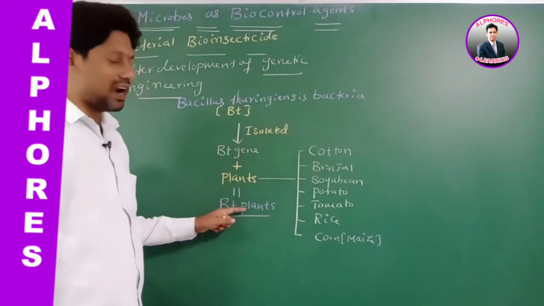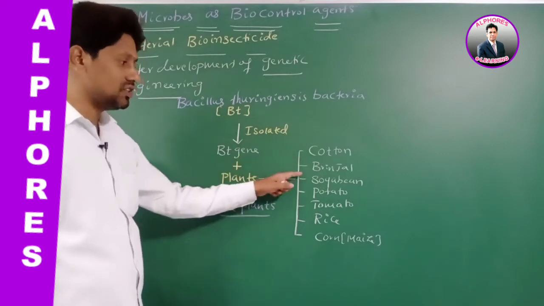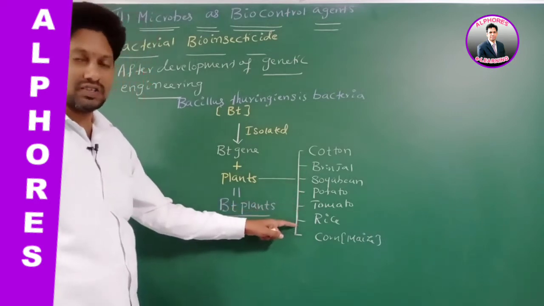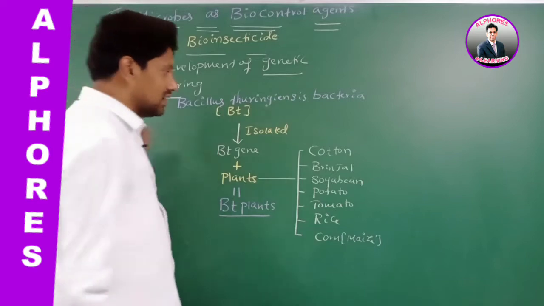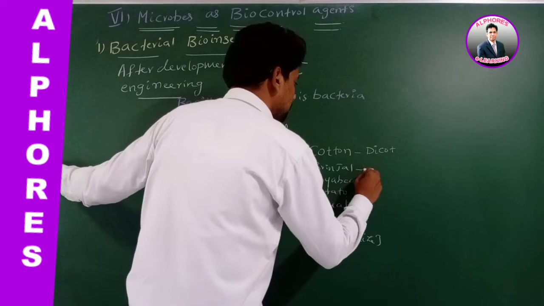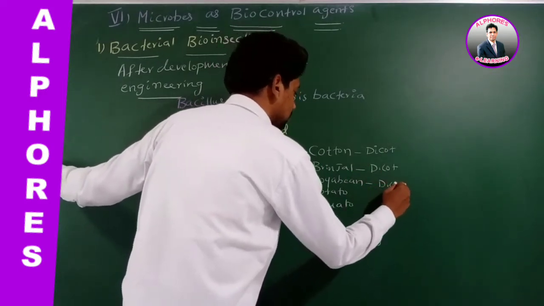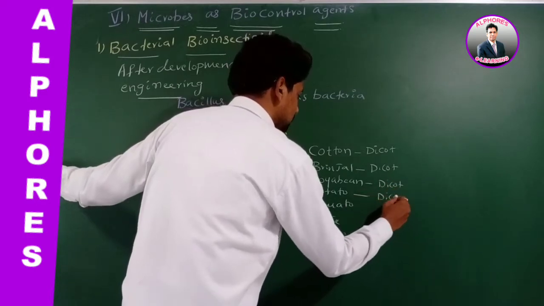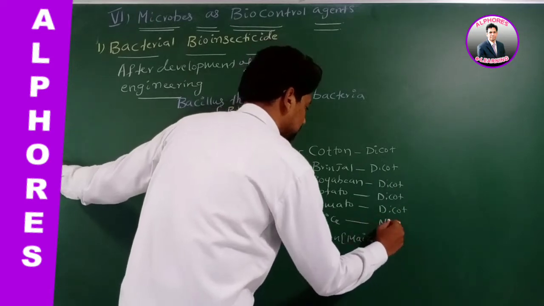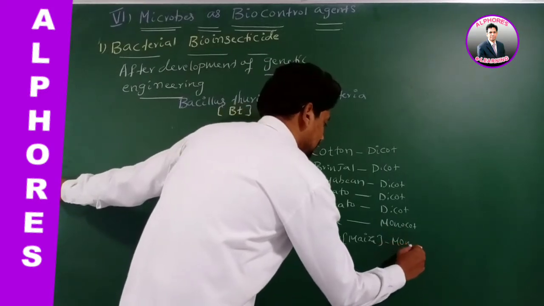Therefore, now all these plants become which plants? BT plants. Therefore, BT cotton, BT brinjal, BT soyabean, BT potato, BT tomato, BT rice, BT corn. Is it okay? Right. Now listen here. Sir, cotton, is it dicot or monocot? It's dicot, right? Brinjal is also a dicot. Soyabean, dicot. Potato, dicot. Tomato, dicot. Rice, monocot. Corn is also monocot, right?